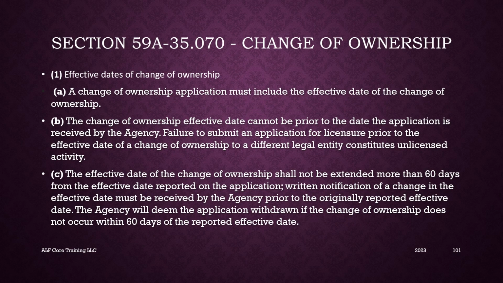Effective dates of change of ownership. A change of ownership application must include the effective date of the change of ownership. The effective date cannot be prior to the date the application is received by the agency. Failure to submit an application for licensure prior to the effective date of change of ownership to a different legal entity constitutes unlicensed activity. The effective date shall not be extended more than 60 days from the effective date reported on the application.